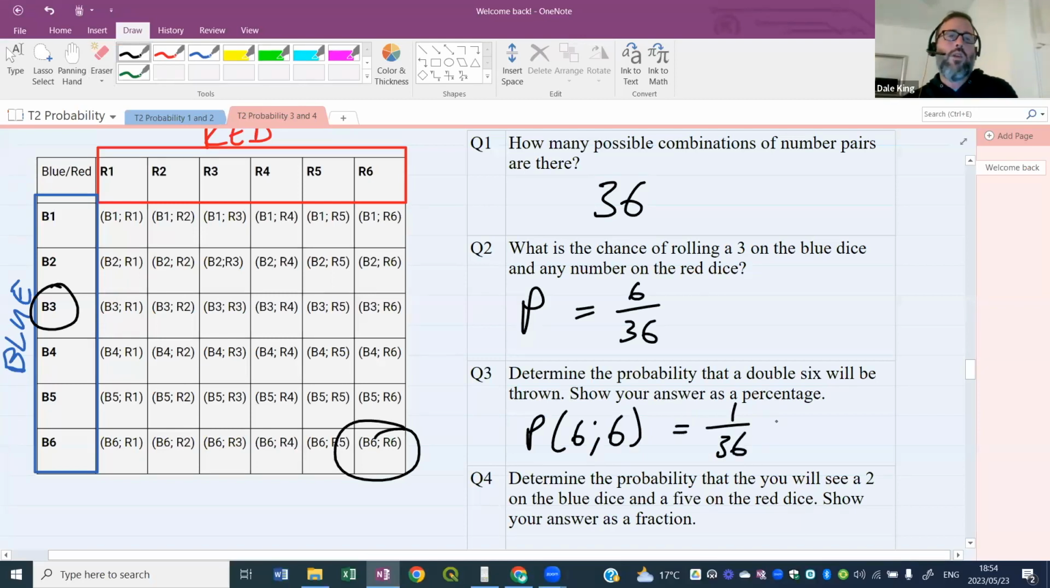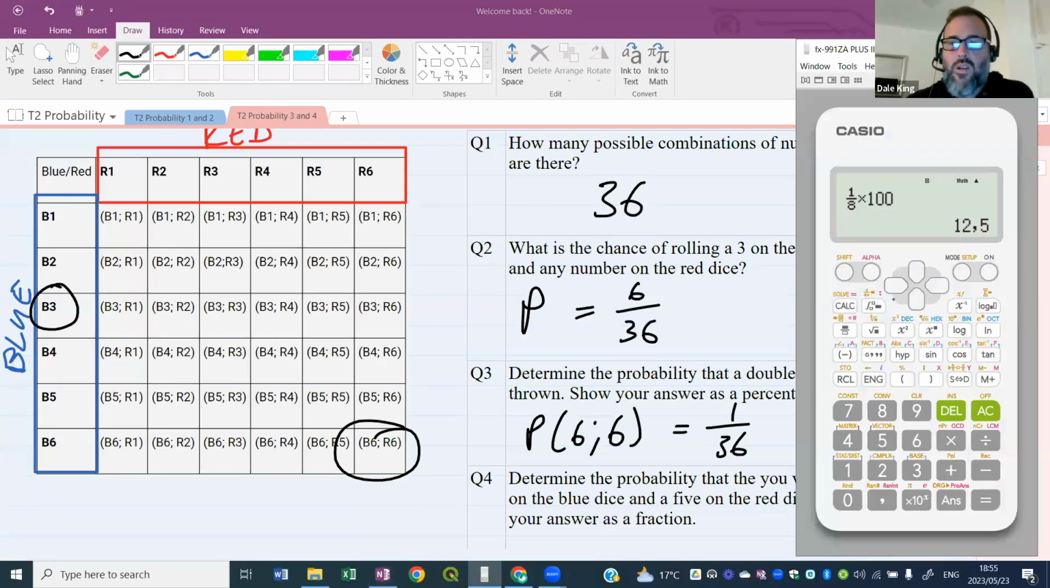And remember, when we were talking about dice the last lesson, everyone was saying, sir, you never get a double 6. This is why, because it's only once out of a possible 36. What is that as a percentage? Let's have a look.